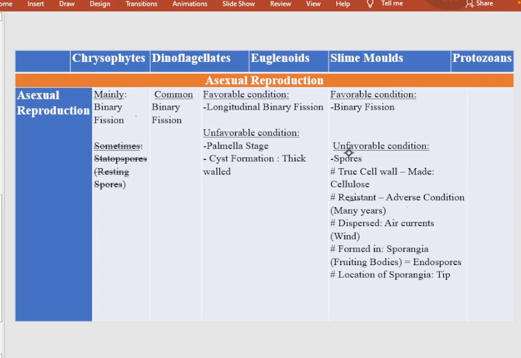In slime molds also, if it is an unfavorable condition, they will form spores. The spores have a true wall, made up of cellulose. They are resistant to adverse conditions for many years. These are the structures which are useful for survival. They disperse by air currents, that is wind. Where are they formed? They are formed in the sporangia. That sporangia is also called the fruiting body. Inside the sporangia they are formed, hence the spores are called endospores. The location of the sporangia is at the tip.